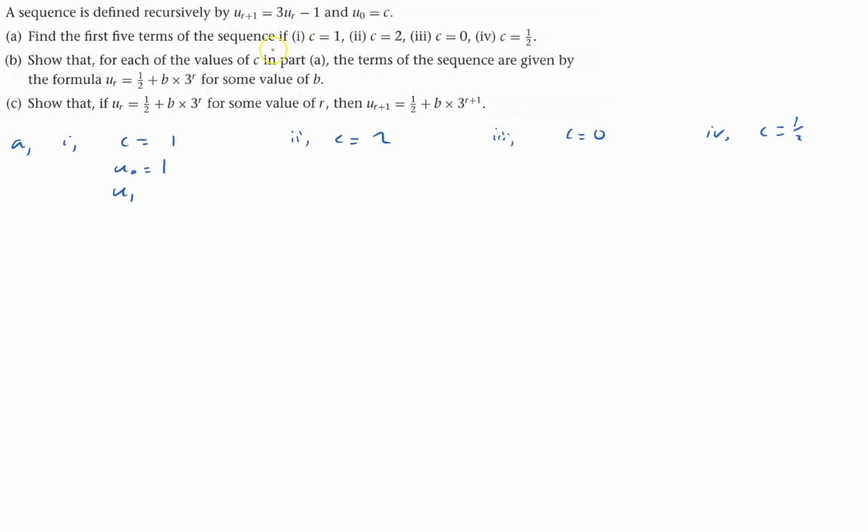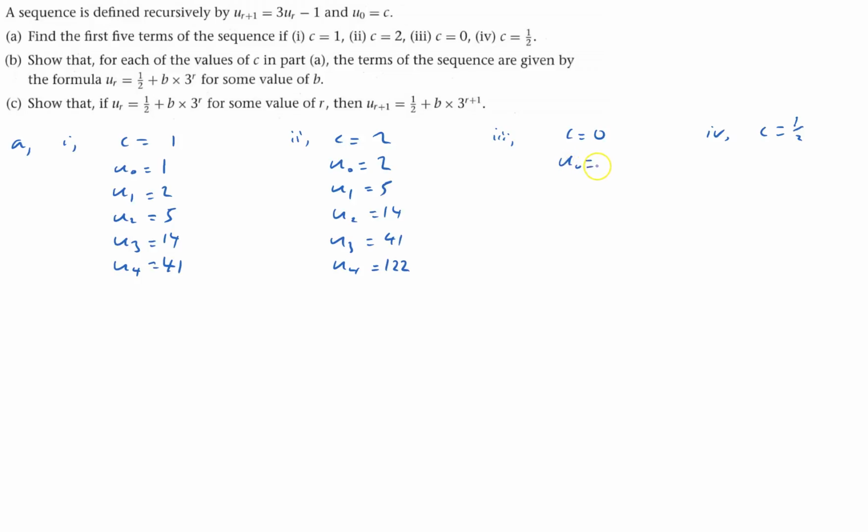ones, which is 3, take away 1 is 2. U2, got to do 3 of this one now, so 3 twos is 6, take away 1 is 5. U3, 15 take away 1, 14, and U4, 42 take away 1, 41. Here we know that U0 is 2, U1 is 5, where this is going to be exactly the same as this, isn't it? U2 is 14, U3 is 41, and U4, 3 times 41 is 123, take away 1, 122.